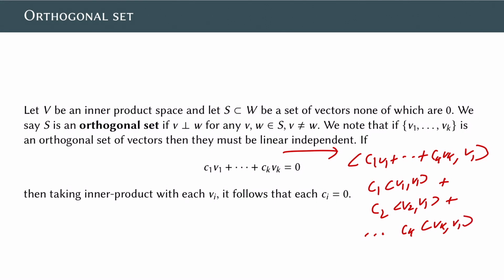But these are pairwise orthogonal. That means all these terms just vanish. And we are left with c1 inner product v1 v1, and since v1 is not 0, this is crucial, this is not 0, unless c1 is 0. Repeating this argument for each vi, we conclude that all the coefficients c1 to ck must be 0. So if you take k pairwise orthogonal vectors, none of which are 0, they must be linearly independent.